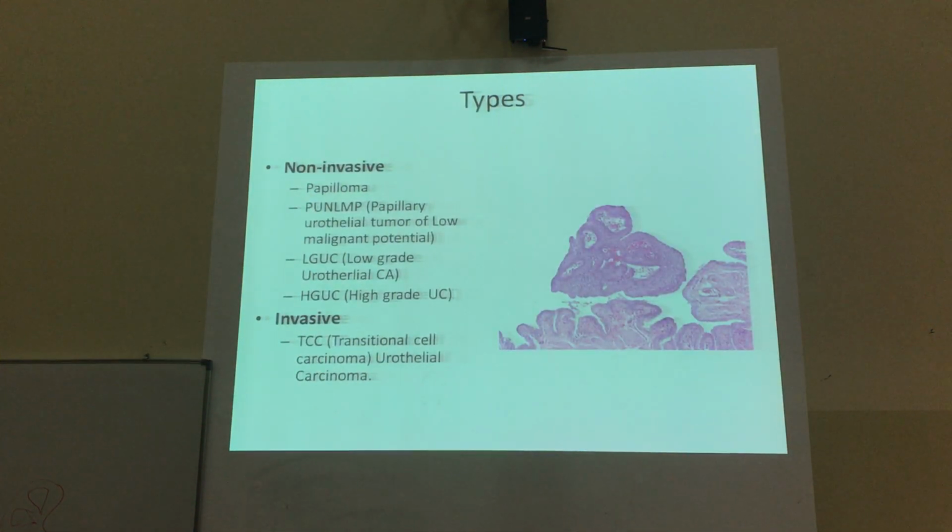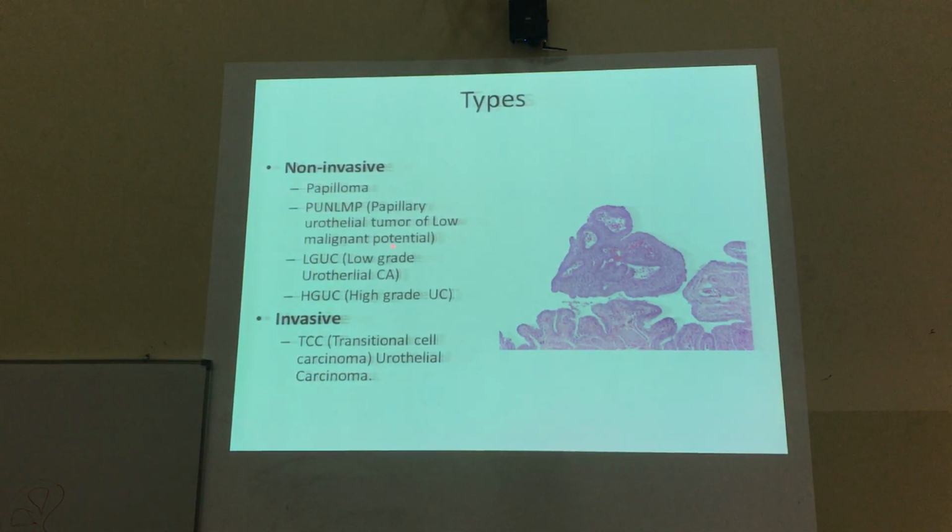So what are the types of bladder neoplasms? It could be non-invasive and it could be invasive. The most common non-invasive benign tumor is papilloma. Papilloma looks like finger-like projections, making a fungating, exophytic growth into the lumen of the bladder, and it will have no atypia at all and no invasion, obviously.